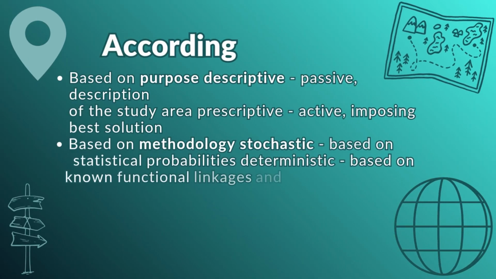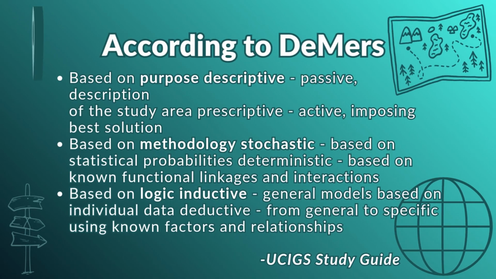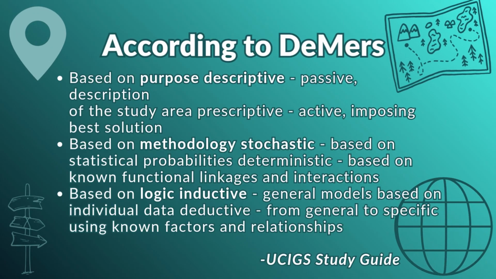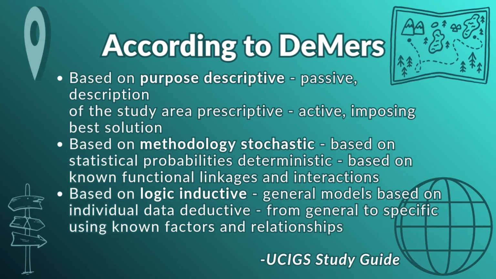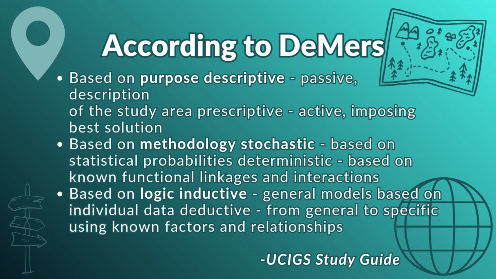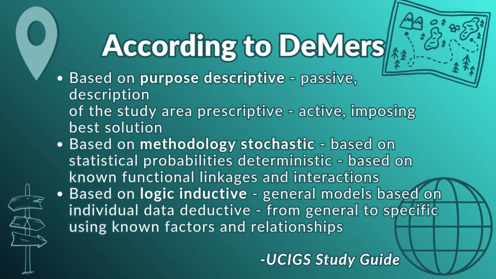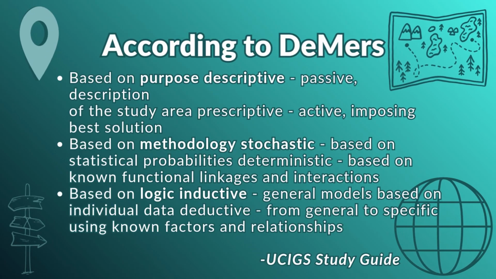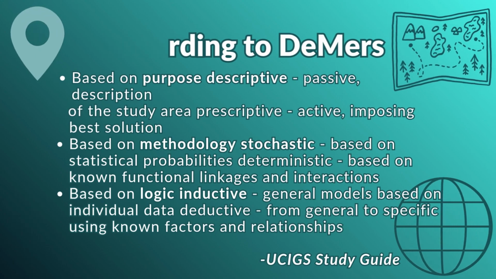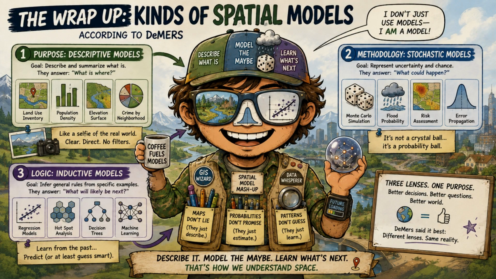And finally, Demers. He categorizes models through these paired opposites: descriptive versus prescriptive, stochastic versus deterministic, inductive versus deductive. Demers thinks like an urban planner or a policymaker. That makes sense. He categorizes models by their purpose and logic. A descriptive model passively observes, like, here's how traffic flows. Right. A prescriptive model imposes a solution. Here is the best way traffic should flow. And then inductive logic builds a general theory from specific data points, while deductive logic applies a general rule to specific cases.